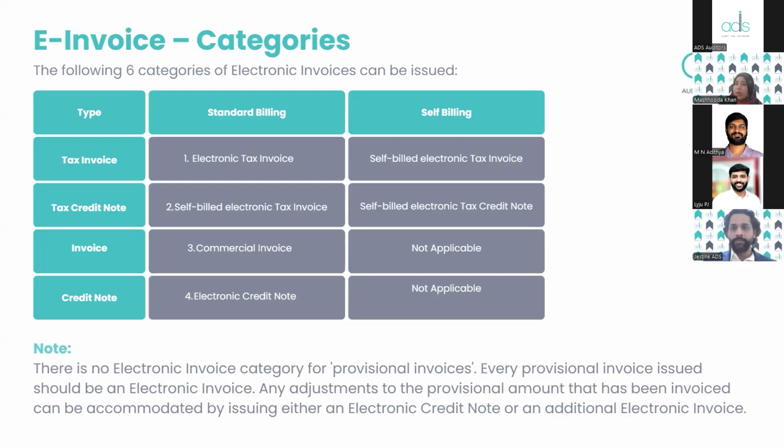It can be accommodated either way. If there is an increase, you can issue an additional electronic invoice, or if there is a reduction in the supply value that you have issued an invoice for, you can issue a credit note and do the adjustment accordingly.